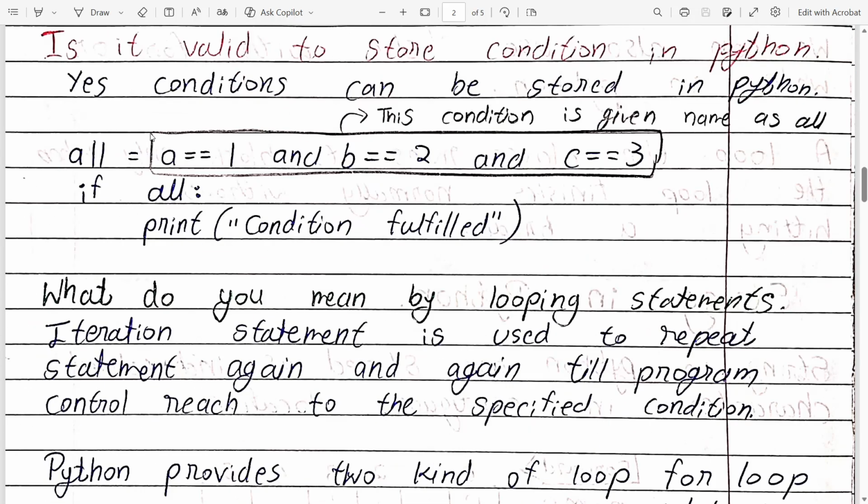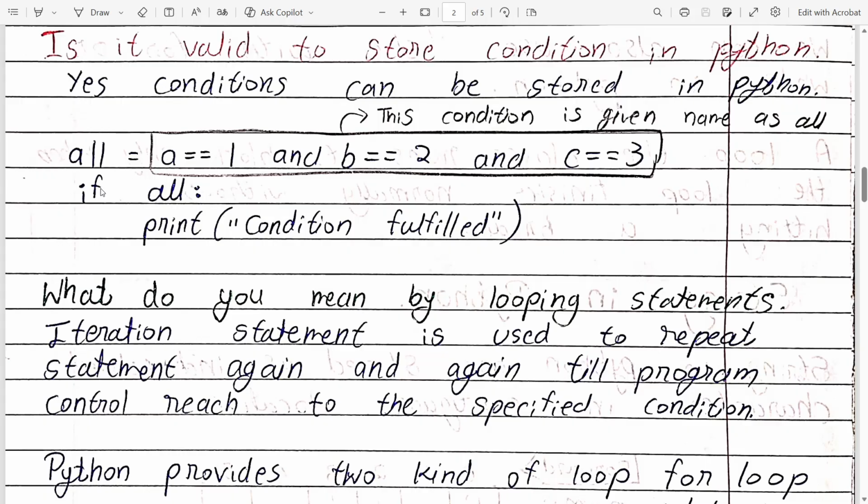Is it valid to store a condition in Python? Yes, a condition can be stored in Python. For example, here you are writing a double equals 1 and b double equals 2 and c double equals 3. That means you are checking whether a equals 1, b equals 2 and c equals 3 or not. And you are storing this condition in a variable known as all. So this variable is storing this condition.